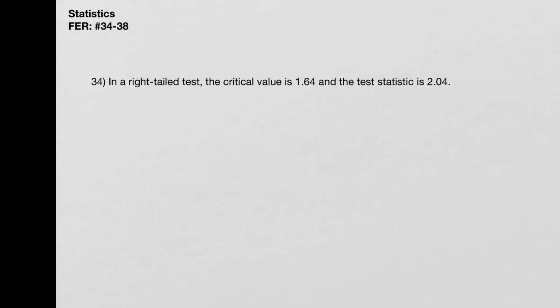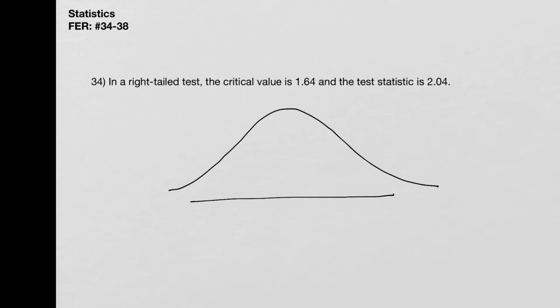When using the classical or critical value method to determine whether to reject or not reject the null hypothesis, what we're going to do is draw the normal distribution. So that's my first step. So I have my normal distribution, and I'm going to find my rejection region, and that's based on the critical value. So in this particular problem, 34, the critical value is 1.64.